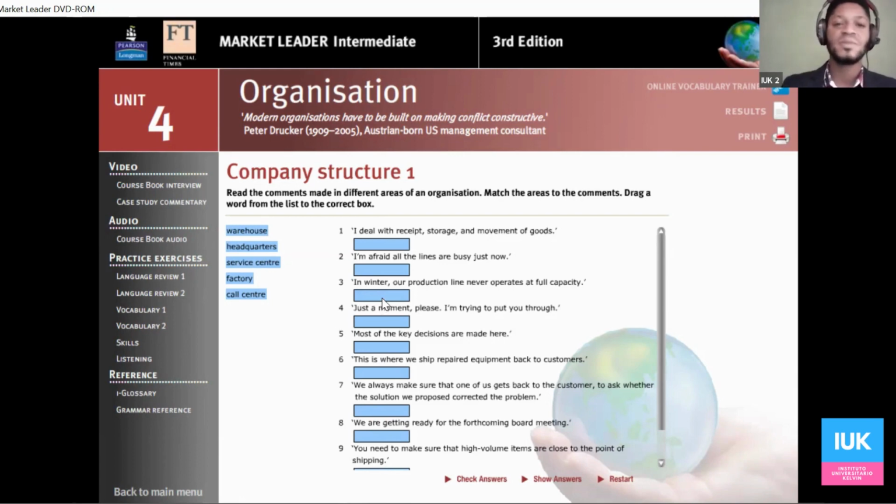Number 3, in winter, our production line never operates at full capacity. Do you remember what a production line is? Well, an assembly line is what we called it in one of the previous exercises. We talked about an assembly plant, and we talked about an assembly line. So in winter, our production line never operates at full capacity. Would that be at the headquarters or at the factory?